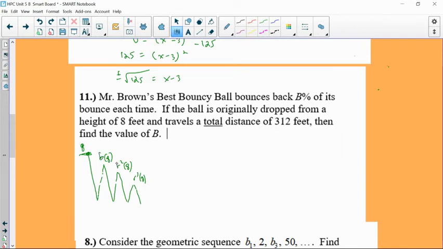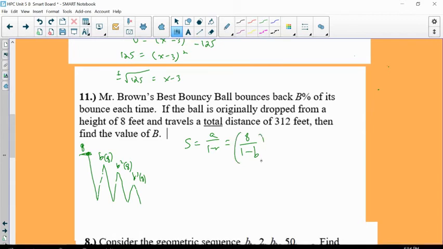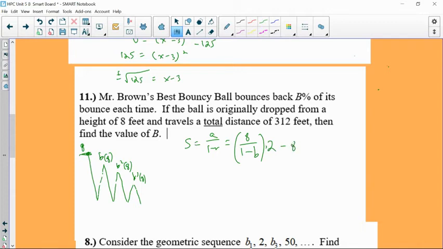B squared there, okay? So just like we did last time, our total sum would be A over 1 minus R. Our initial height is 8, 1 minus our ratio, which we don't know. Call that B. But we know the total distance is 312. But remember that 312 represents doubling everything. So we're doubling that, but then we're taking away that first 8 because that 8 doesn't get doubled. So I can come up with an equation that represents that total distance.